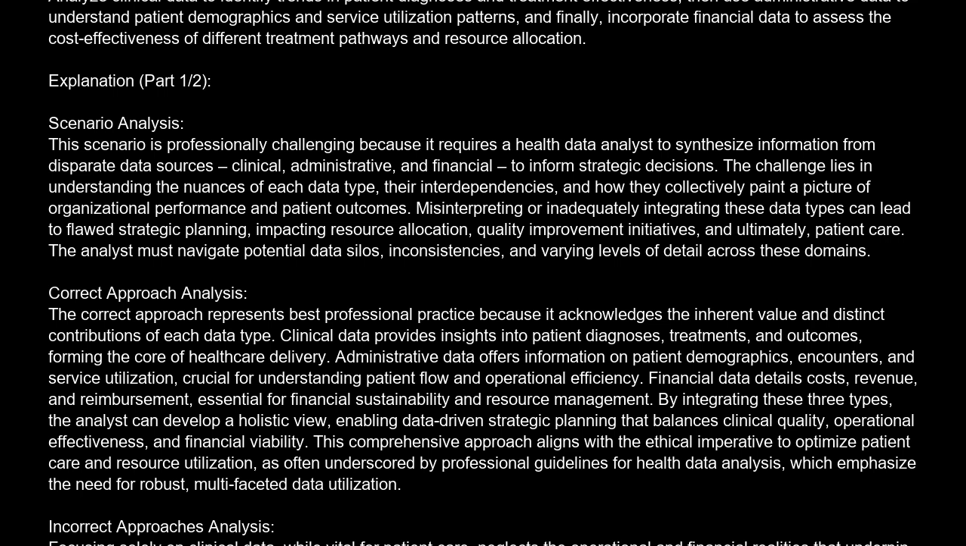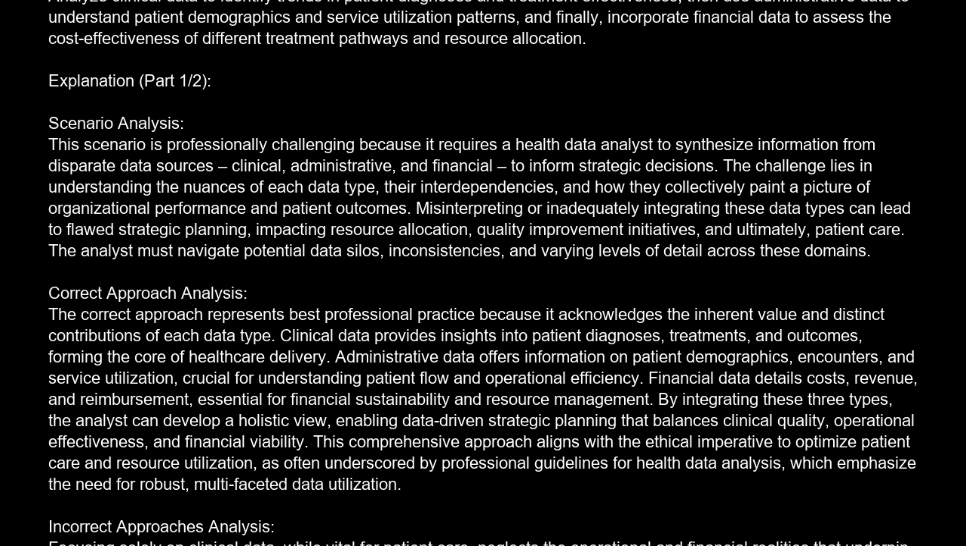Correct approach analysis. The correct approach represents best professional practice because it acknowledges the inherent value and distinct contributions of each data type. Clinical data provides insights into patient diagnoses, treatments, and outcomes, forming the core of healthcare delivery. Administrative data offers information on patient demographics, encounters, and service utilization, crucial for understanding patient flow and operational efficiency. Financial data details costs, revenue, and reimbursement, essential for financial sustainability and resource management.